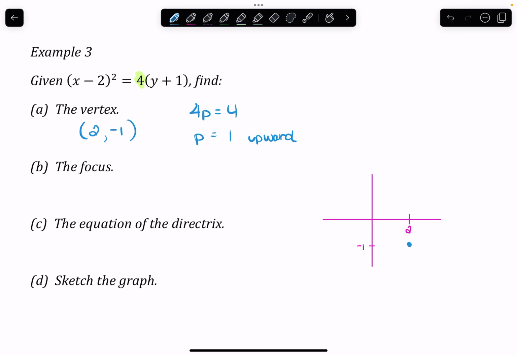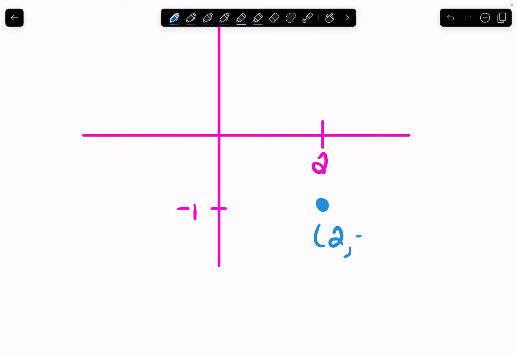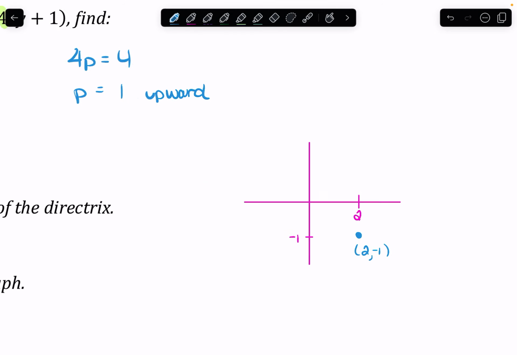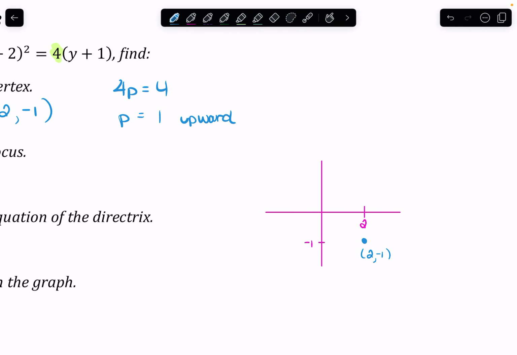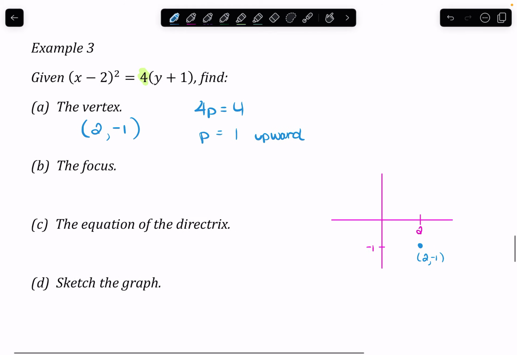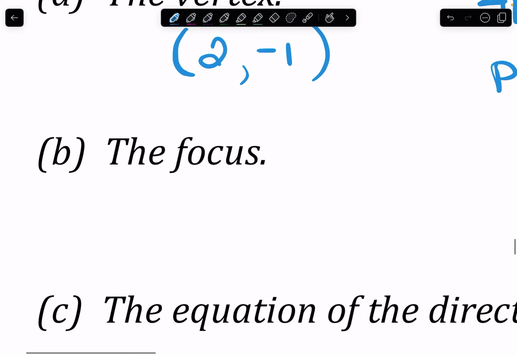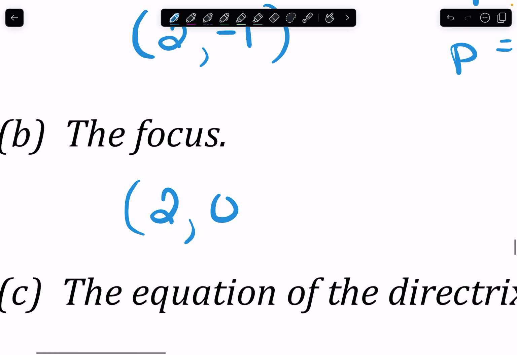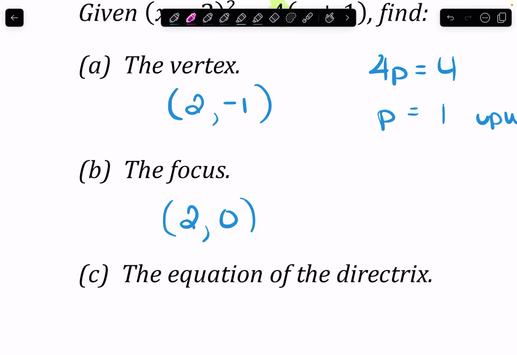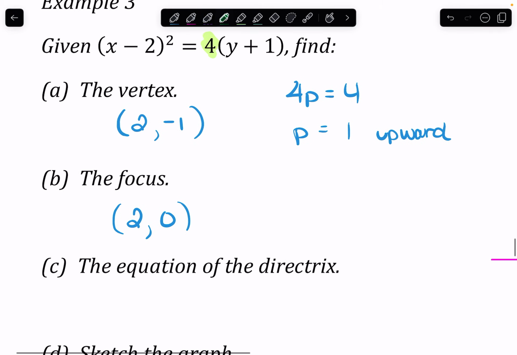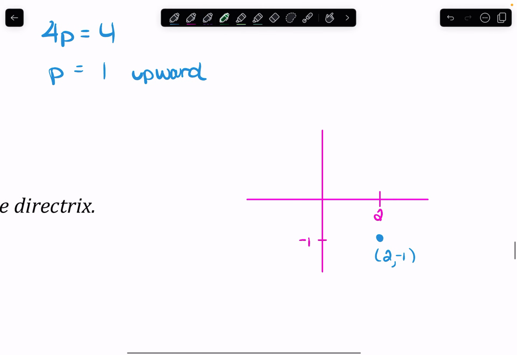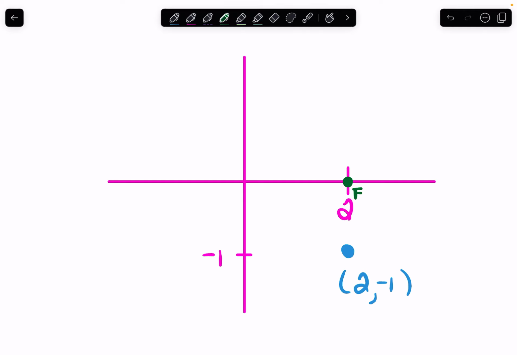All right, here's my vertex, and I know it's opening upward, so that can help me identify my focus. So I know my focus is P units inside of that vertex. So here's my 2, negative 1. So if I go P units inside, I've got to change the y value of the focus. So I'm going to add P to the y value. So that's going to give us 2, comma, if I add 1 to negative 1, I get 0. So our focus is going to be located at the point 2, comma 0. So I'm going to change colors. I'm going to do it in green. So 2, comma 0. So here is our focus.